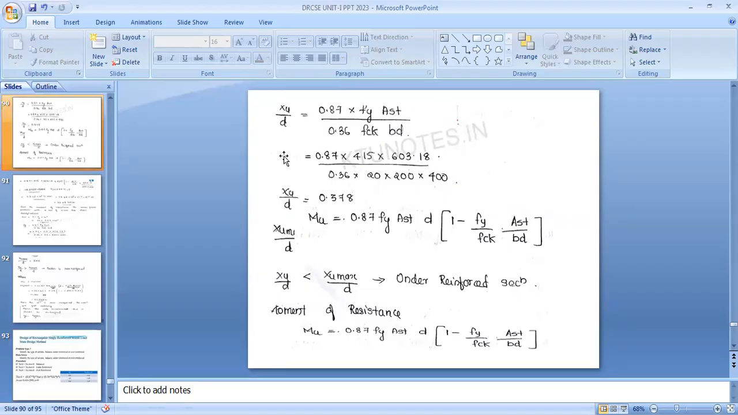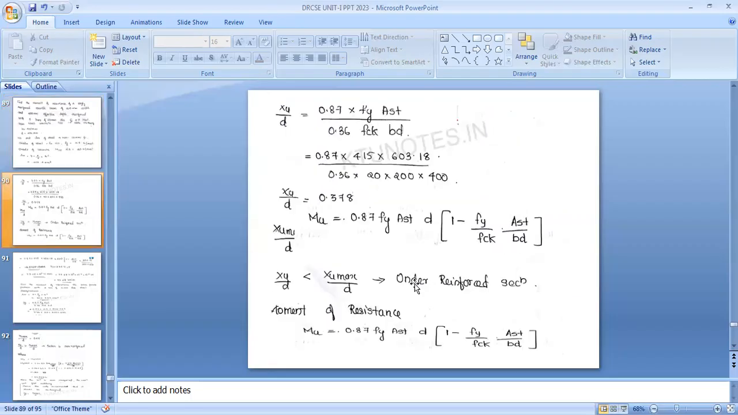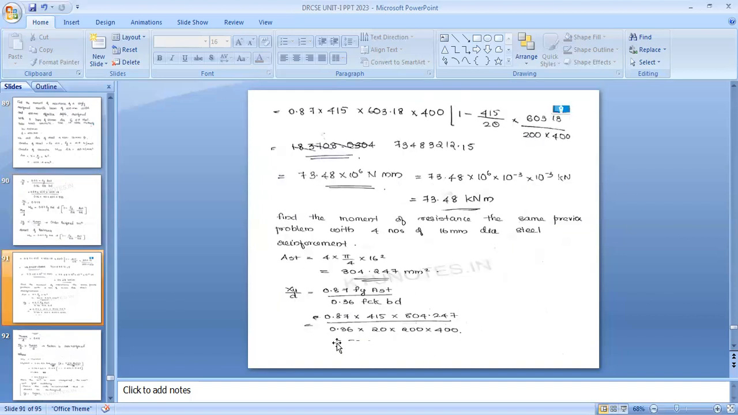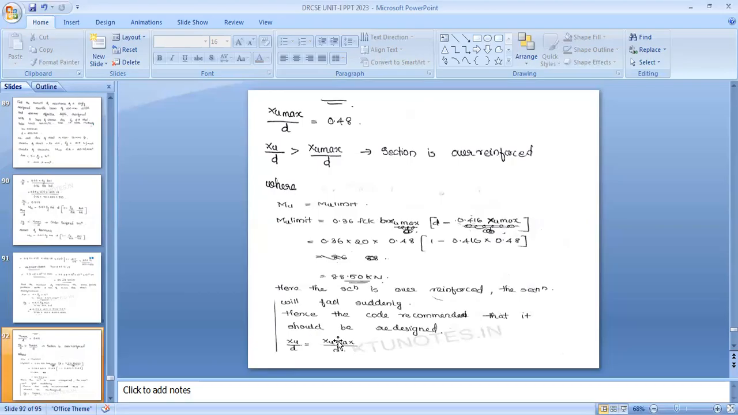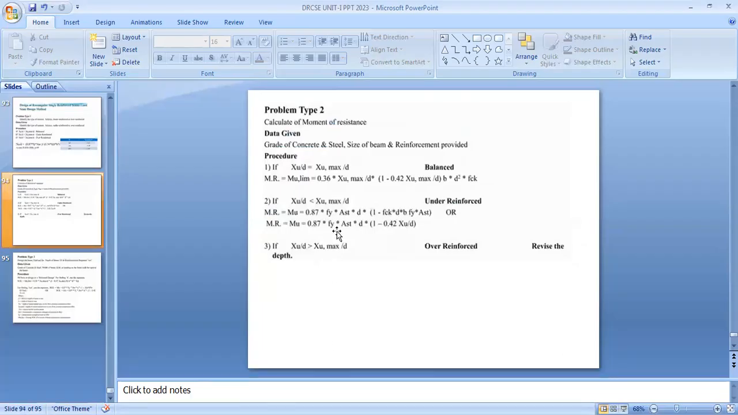After that, we need to find the depth of the neutral axis. All these values are given in the problem, so we substitute them in the formula. What we are getting is xu by d less than xu max by d, so it is an under reinforced section. Then directly we can find the moment of resistance. Write the formula, apply the values, get the value. What all the formulas have to be used is mentioned in this slide.